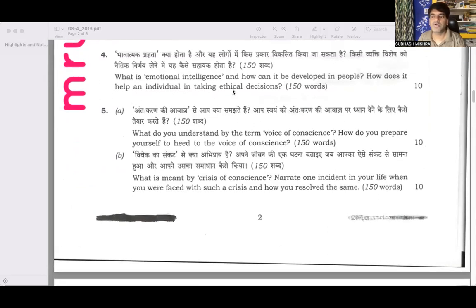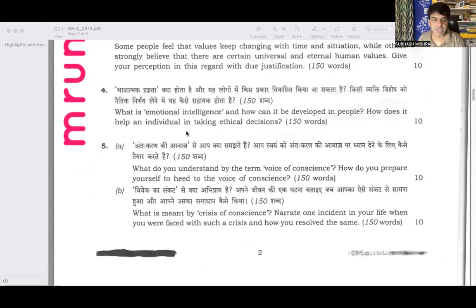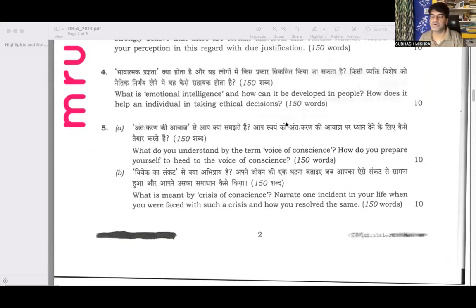How does it help an individual in taking ethical decisions? So that's what I told you: consciousness, conscience development, soul force development. These things are because of emotional intelligence. You can give the historical example also. Emotional intelligence of those people is very high, and it is different from what? IQ, intelligence quotient. So here IQ and EQ are totally different.